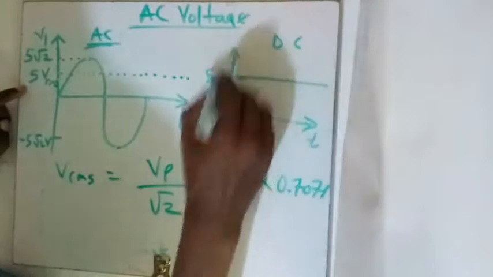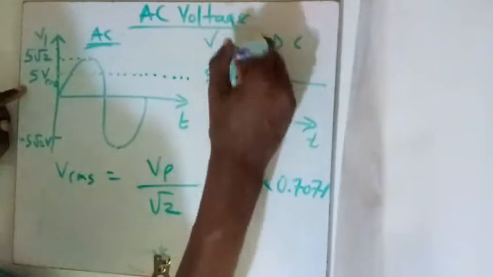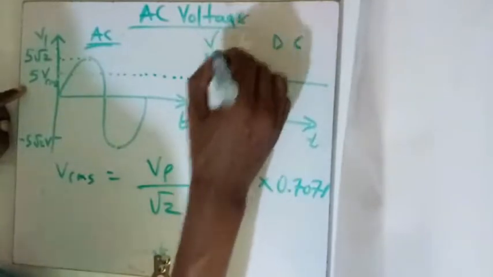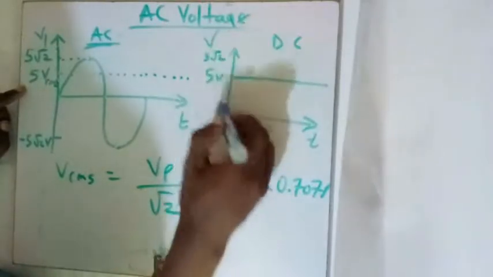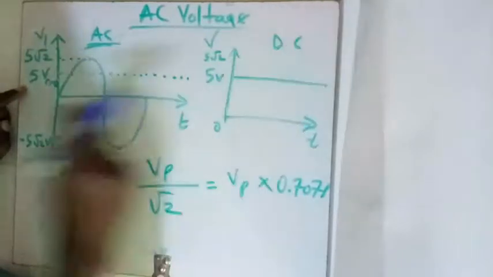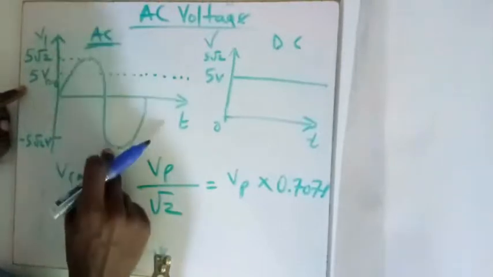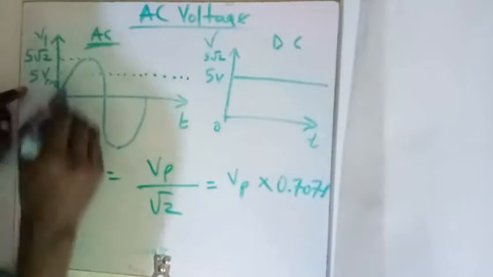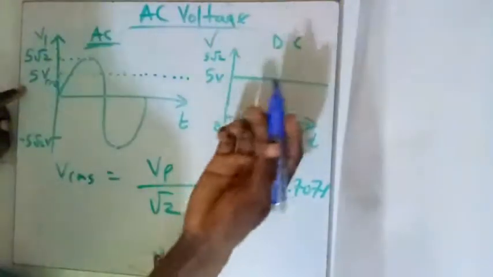I don't need this DC voltage to rise up to 5 root 2. If 5 root 2 is somewhere around here, I don't need to increase my DC voltage to 5 root 2. Ordinary 5 volts DC will replace an AC that is going from 0 to 5 root 2 to negative 5 root 2 and back to 0. So the RMS value of an AC helps us know the equivalent DC that we can use to replace it.